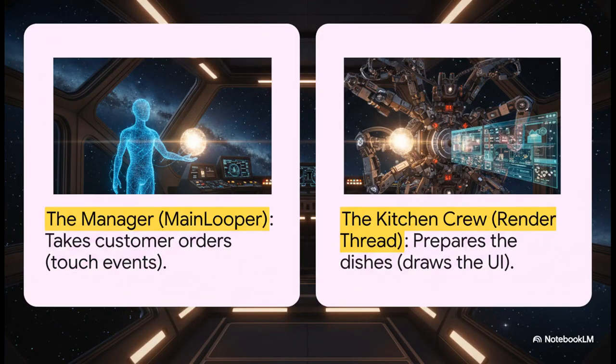Let's use an analogy to make this crystal clear. Think of the main looper as a restaurant manager who takes all the customer orders. The render thread? That's the kitchen crew, the ones who actually prepare the food. So the manager takes the order, your touch, and passes it to the kitchen, the GPU, to draw it. This separation makes a ton of sense, right? You don't want to overwhelm the kitchen, but it creates this built-in, unavoidable delay between when the order is placed and when the dish is finally served.